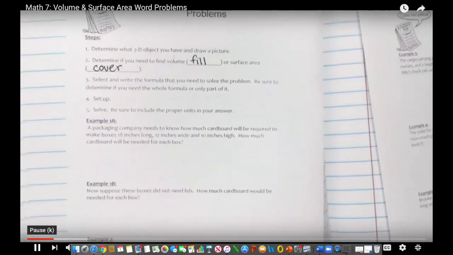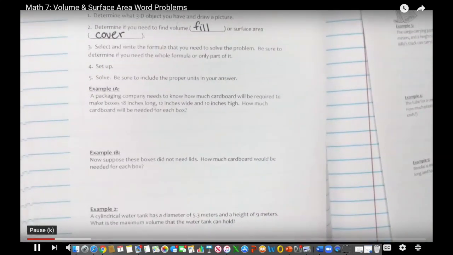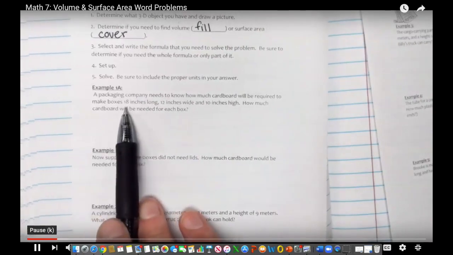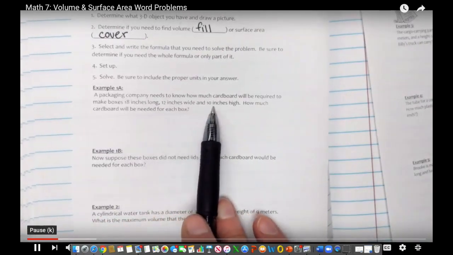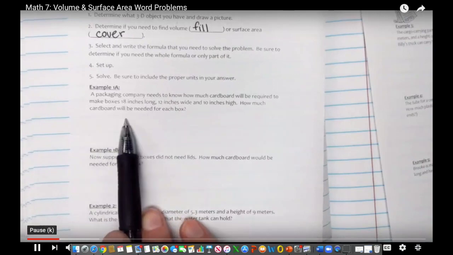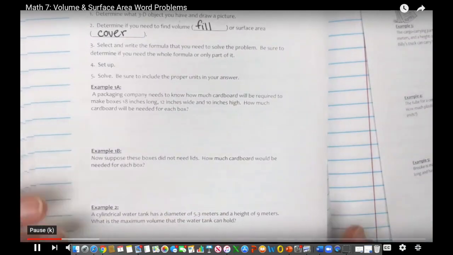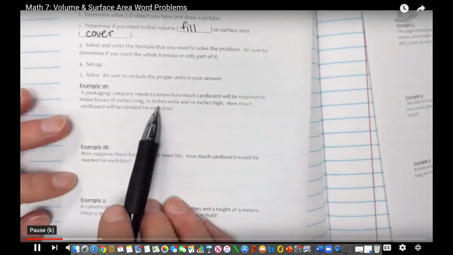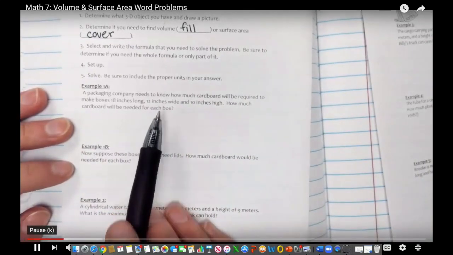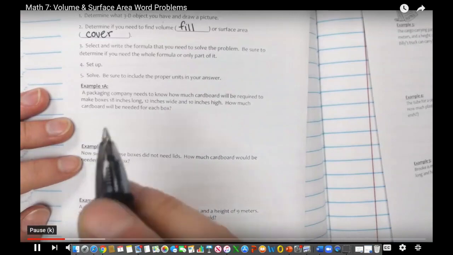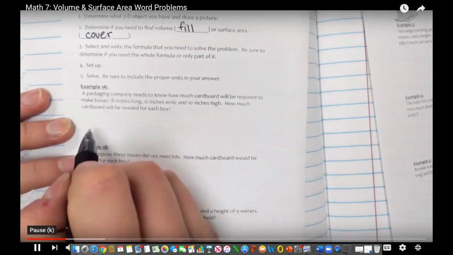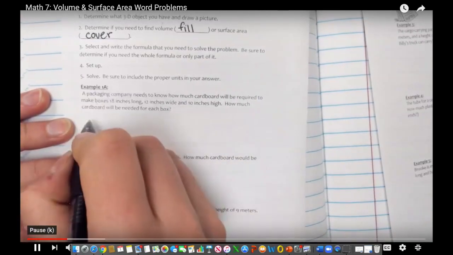So example 1A. A packaging company needs to know how much cardboard will be required to make boxes 18 inches long, 12 inches wide, and 10 inches high. How much cardboard will be needed for each box? So the first thing I'm going to do is sketch a quick picture of a rectangular prism. A box is a rectangular prism shape.